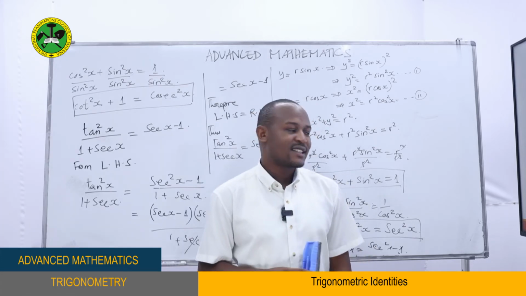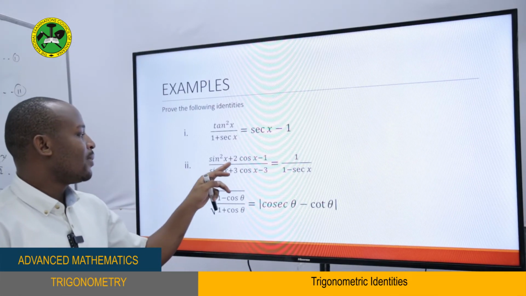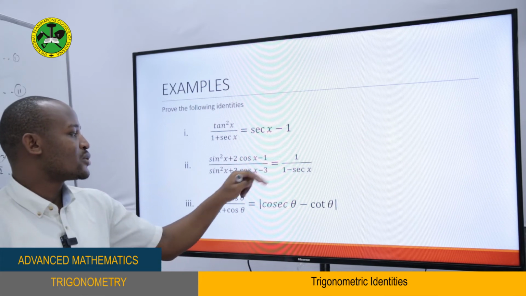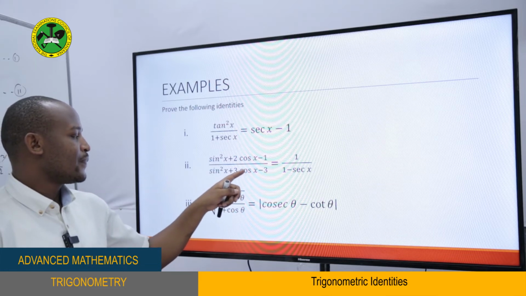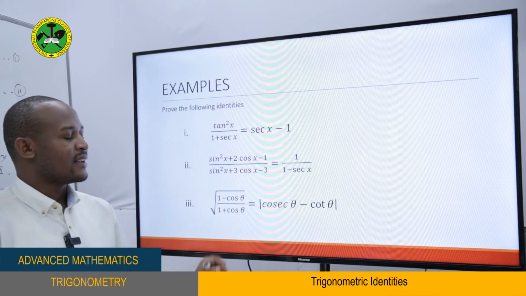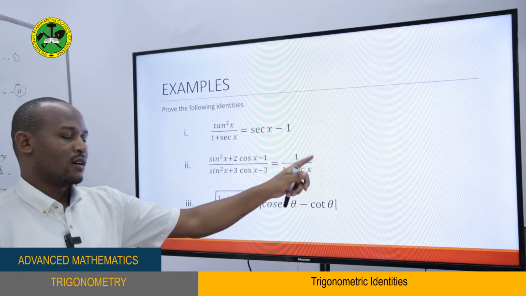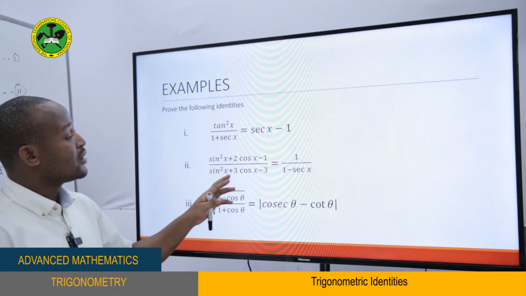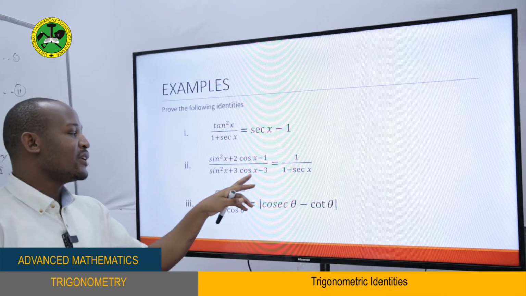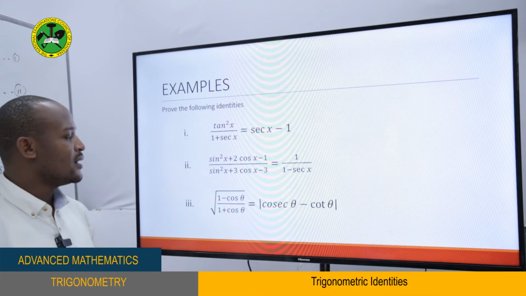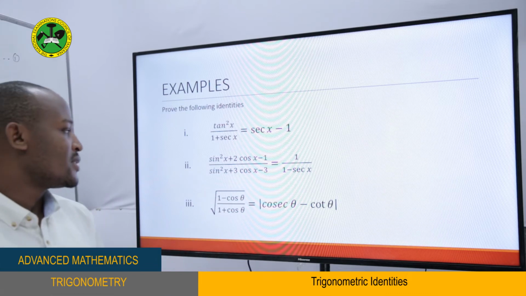Now let's check the second example. The second example tells us that sine square of x plus 2 cos x minus 1, over sine square of x plus 3 cos x minus 3, is equal to 1 over 1 minus sec x. So we are supposed to prove that. If you try to use the left hand side, then you are good. That means you are supposed to reach the right hand side result. So let's see how it goes.